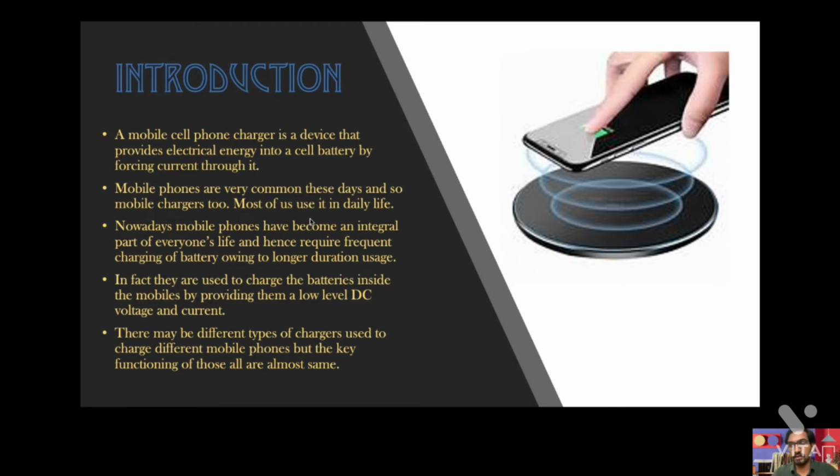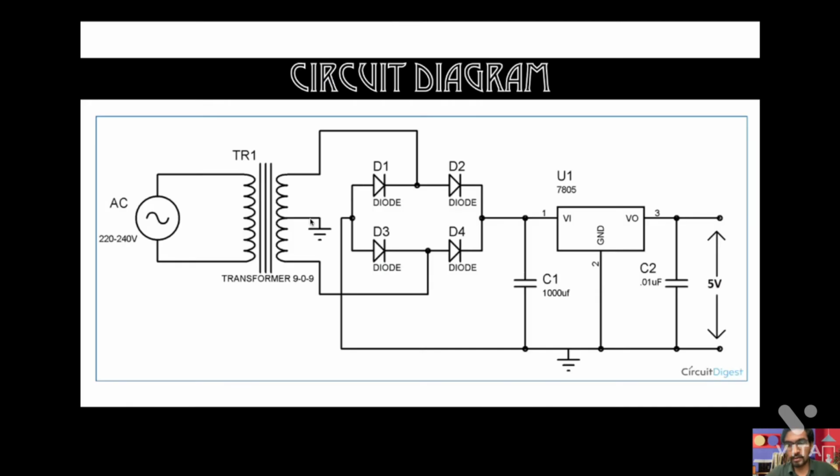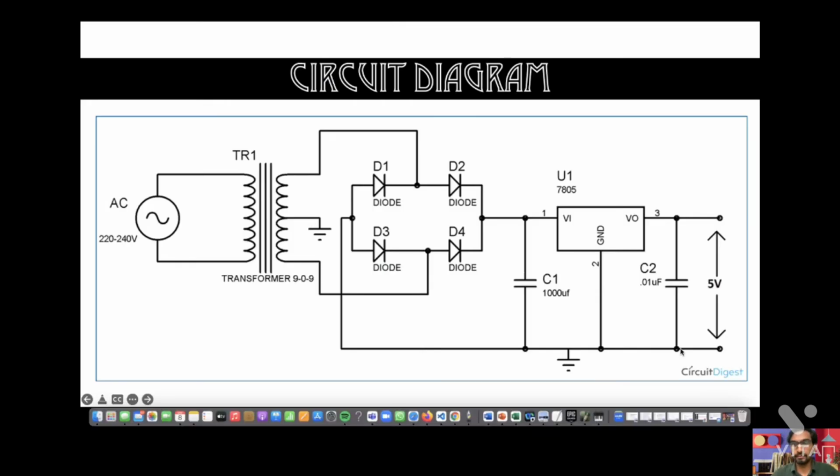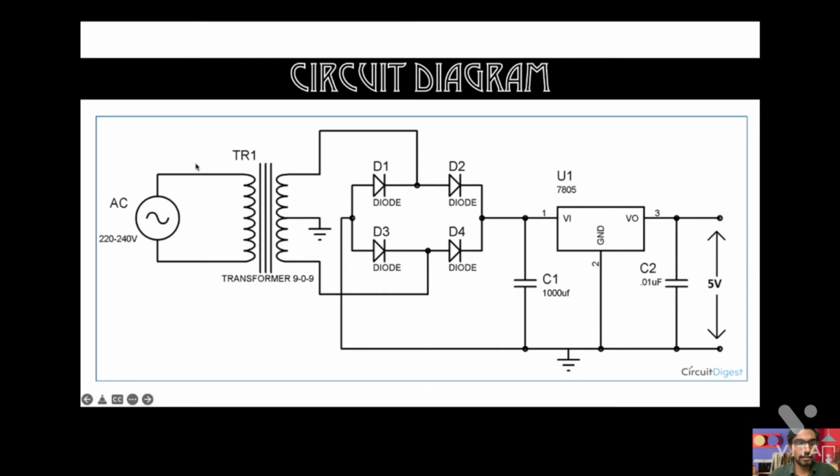Let's start with the working of it. So here is the circuit diagram of the mobile phone charger. As we can see, there's a transformer, whose functioning I will explain in a later part. There are four diodes, which constitute a rectifier. There's a filter, voltage regulation, and then there is a USB, and then there is a plug charger.